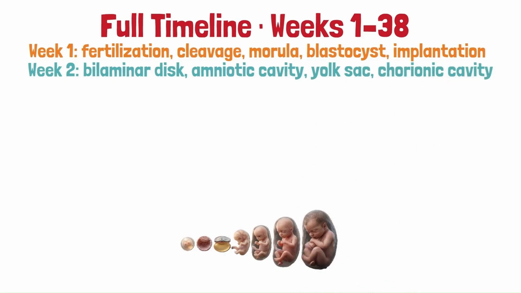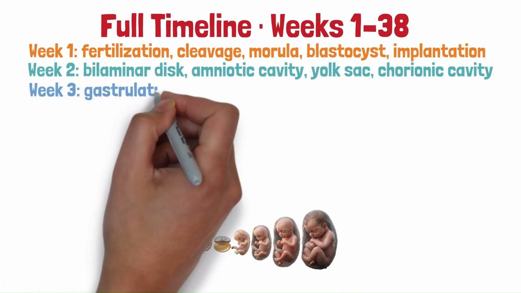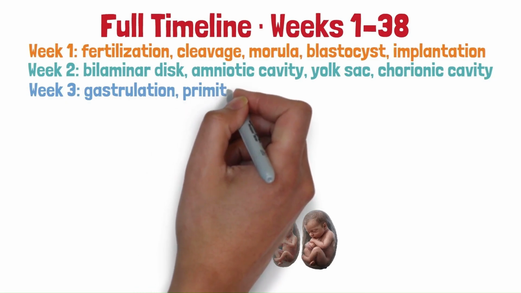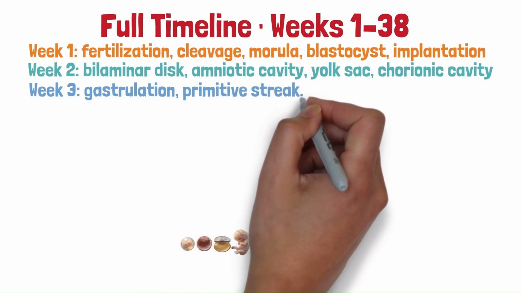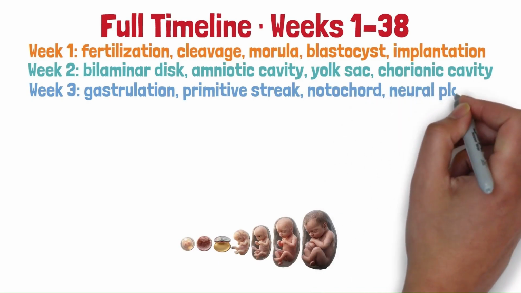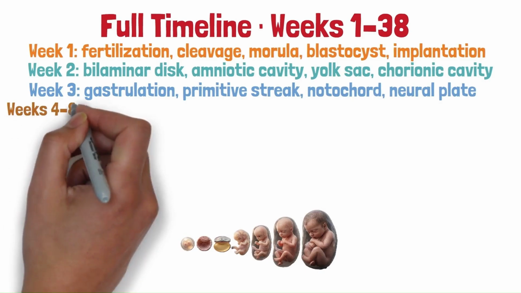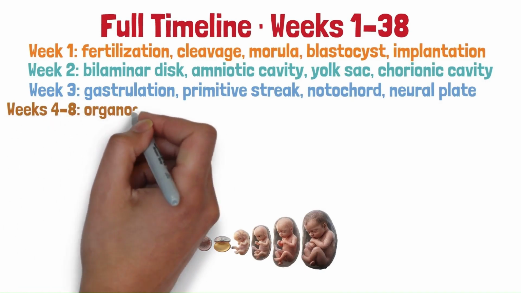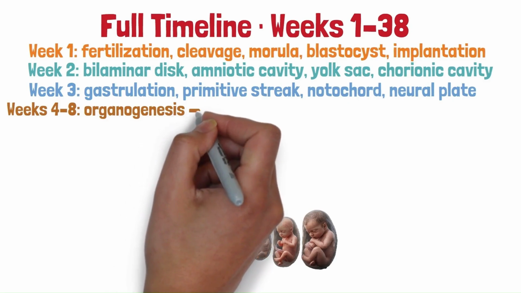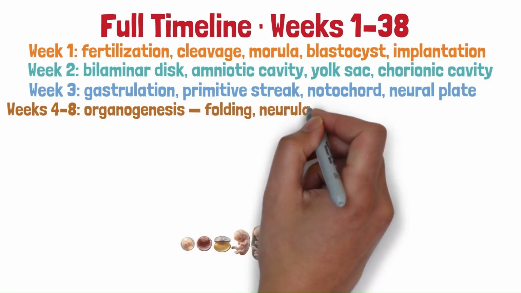Week 4 through week 8, this is organogenesis. Folding happens, neurulation happens, the heart starts beating, the neural tube closes, limb buds appear. This is the period of greatest teratogenic risk in the entire pregnancy. From week 9 to the end of the first trimester, your embryo officially becomes a fetus, and external genitalia begin to differentiate with rapid growth in length.